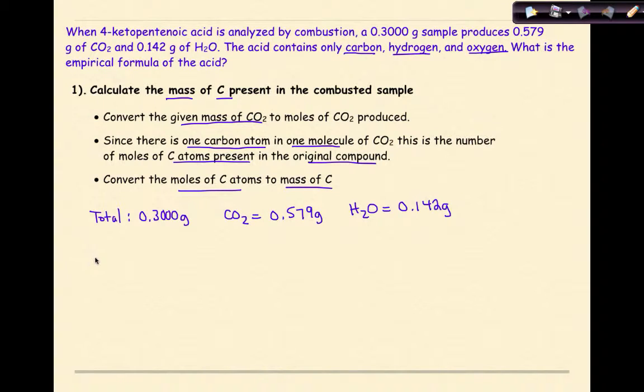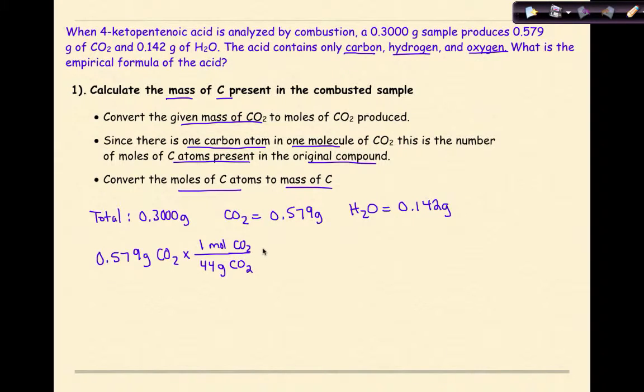So the first thing that we're going to do is write our given: 0.579 grams of carbon dioxide. After we do this, we're going to convert to moles. So now a multiplication sign and a line. I know that the gram formula mass of carbon dioxide is 44 grams of CO2, and we're converting that into 1 mole of CO2. Now I'm in moles of CO2.